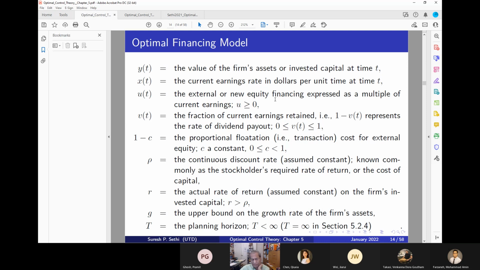So what is going on here? What is going on here is that the company needs to finance itself. And it earns money from invested capital. It produces some goods and sells it or whatever. And when it earns money, it can pay dividends.